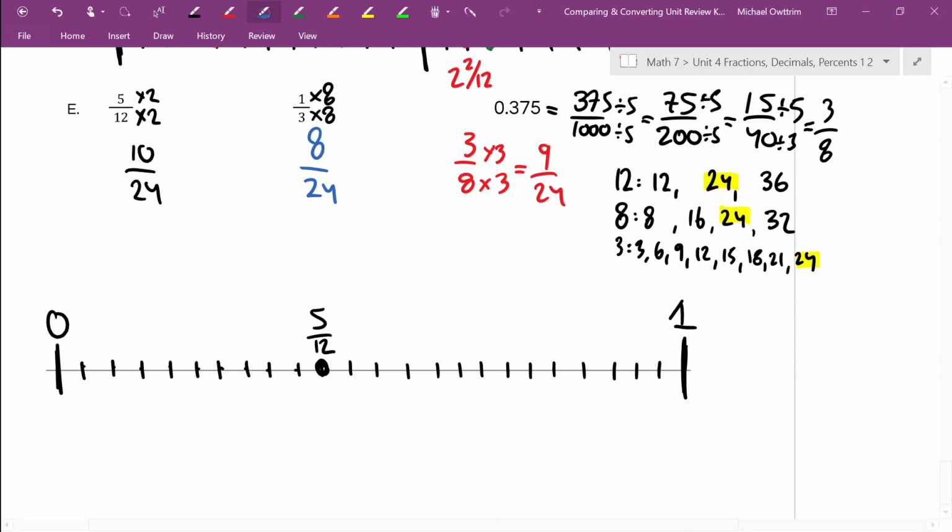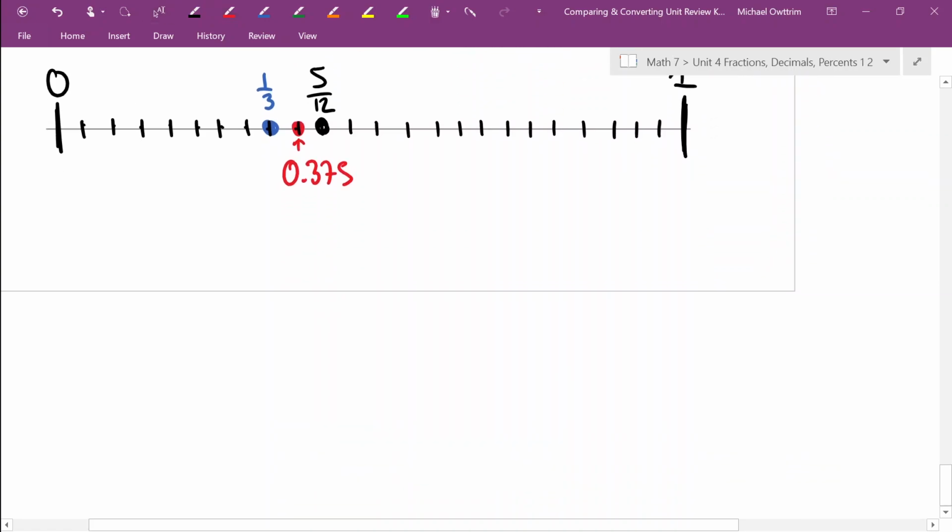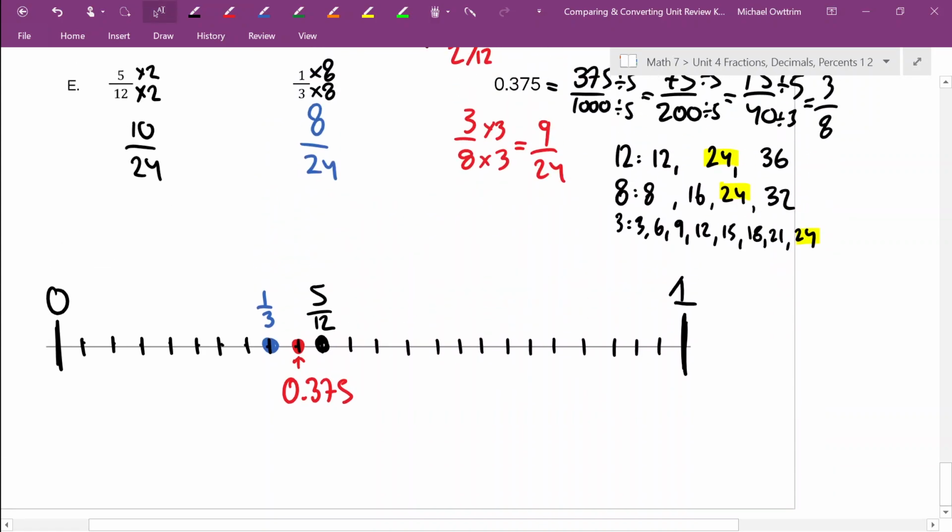24ths. 8 24ths is going to be 2 back from that, so 1/3. And then 9 24ths in the middle there, so that was 3/8, which was actually 0.375 originally.